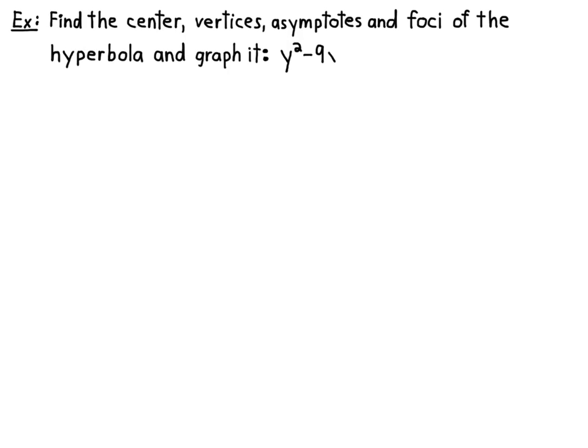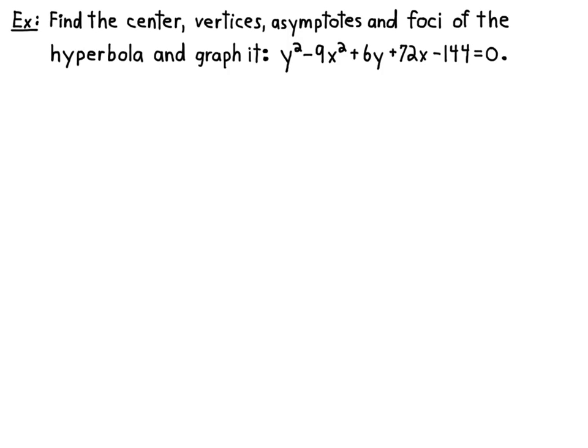So I'm going to do an example for you. This will take 2 pages just because I had to put the graph on the second page, or the second video. So, example: find the center, vertices, asymptotes, and foci of the hyperbola and graph it. And it's y squared minus 9x squared plus 6y plus 72x minus 44 equals 0.